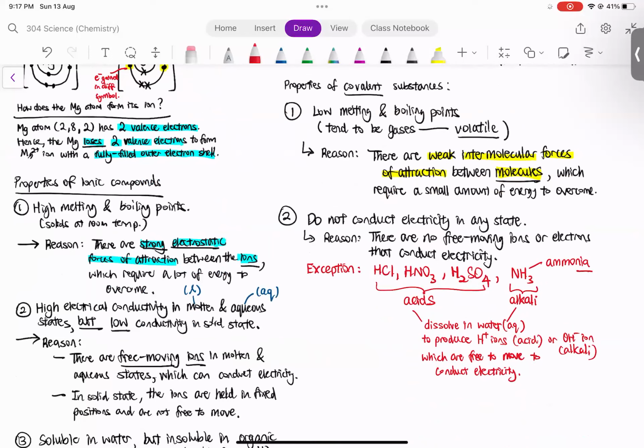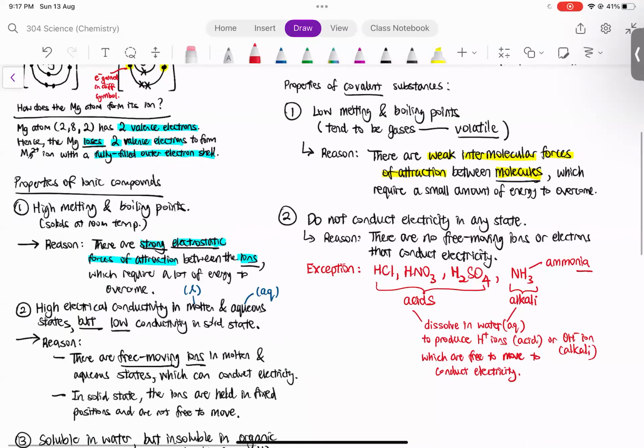So these two are really the opposites of each other. Important to know is the reason. How can I explain that ionic compounds have high melting point? How can I explain that covalent substances have low melting points? How can I explain electrical conductivity of ionic compounds?